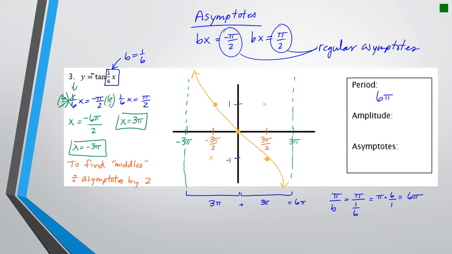Amplitude is another trick question. And the answer here is that there is no amplitude. And then asymptotes we figured out at the very beginning. Those were x equals negative 3 pi and x equals positive 3 pi.